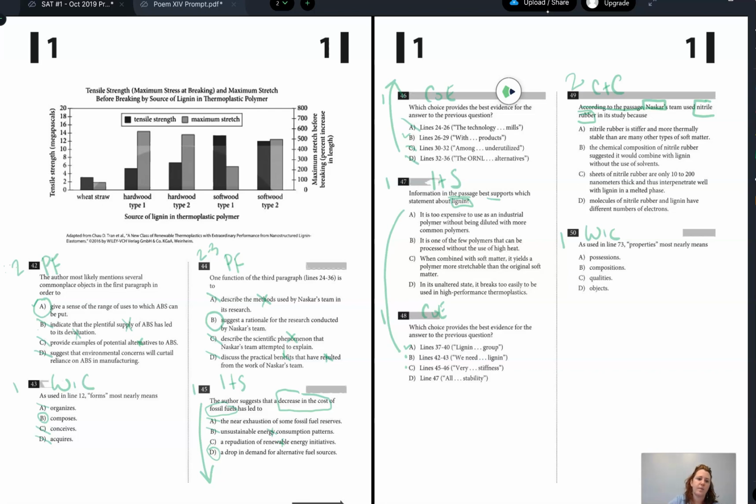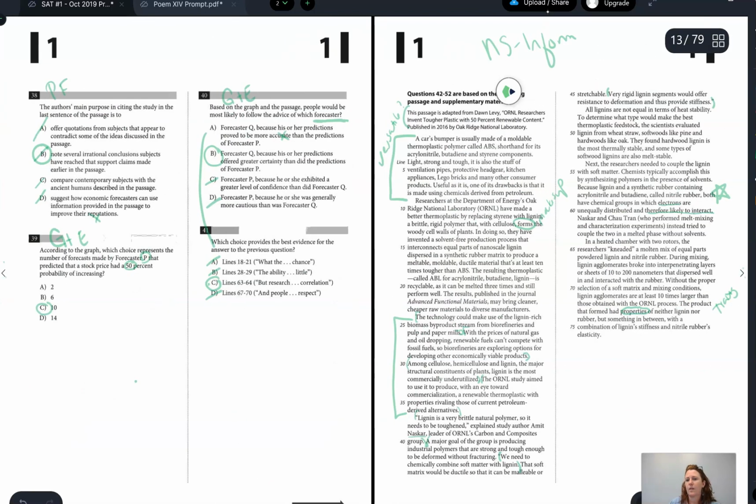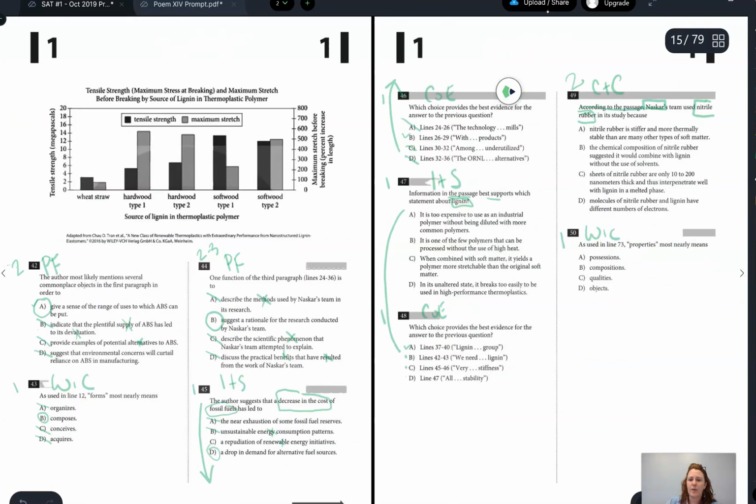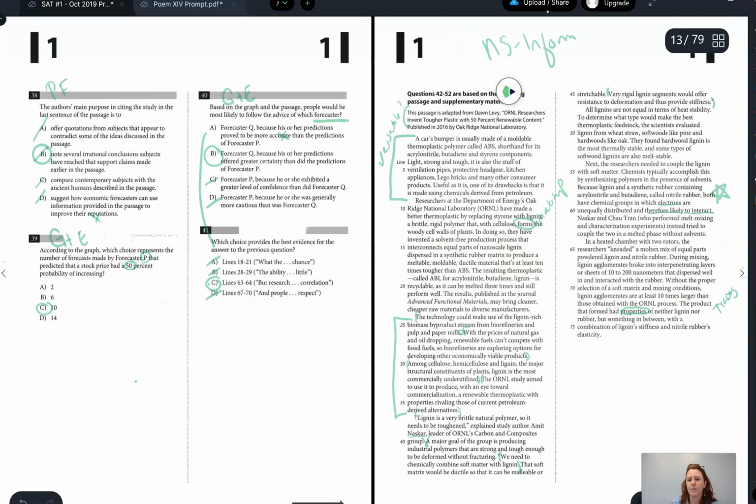47. All lignin are not equal in terms of heat stability. Okay, so again, this is how it is reacting with heat stability, but it doesn't tell us why they're not equal or anything about the lignin itself. So we can actually get rid of that one. So I think the common ground between B, C, and D is they all mention the word lignin, but none of them tell us anything about lignin. So A is our answer. Let's go back and remind ourselves what it says about lignin, 37 through 40. Lignin is brittle, and so it needs to be toughened.